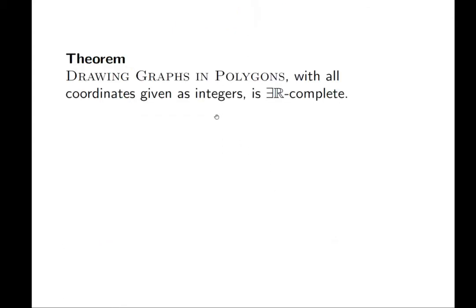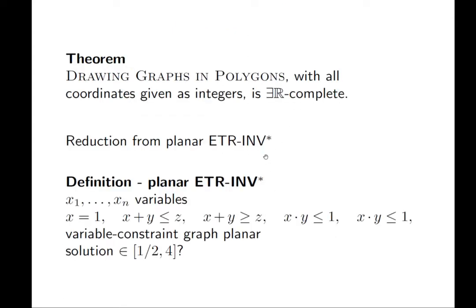And now we carry on to showing that the problem is existential or complete. So how do we show this? We reduce from planar ETR-inf. It's a special version of ETR. So we have real variables, and we have the following types of constraints: setting a variable to 1, addition constraints, and inversion constraints. That's why I called it ETR-inf. And we also want that all variables stay in the range 1/2 to 4.